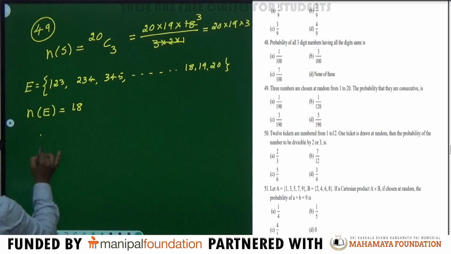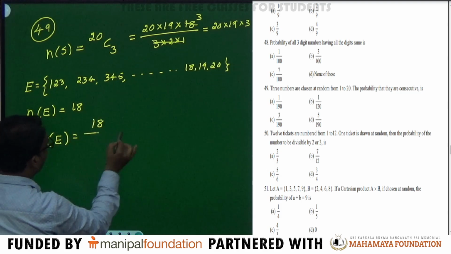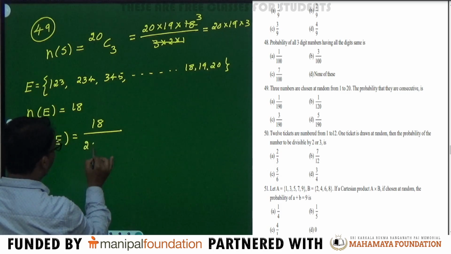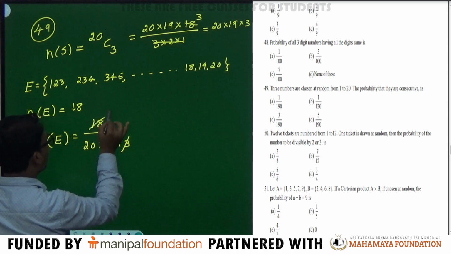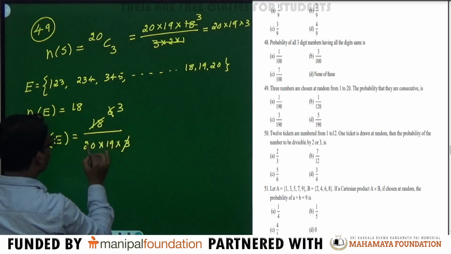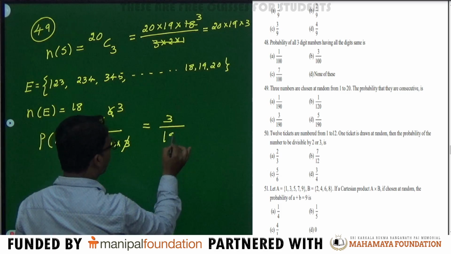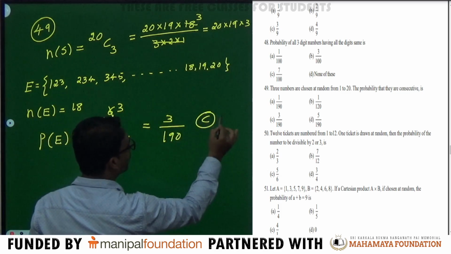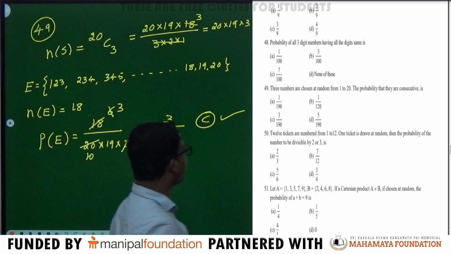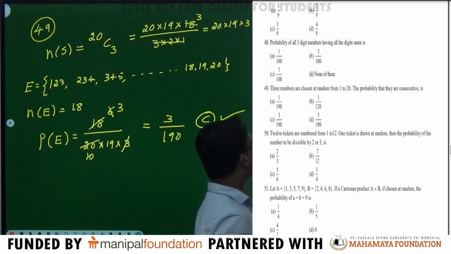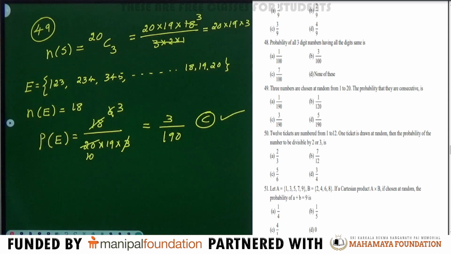Therefore, the required probability P of E is equal to N of E by N of S, that is 18 by 20 into 19 into 3. So, 3 1s are 3, 3 6s are 18, 2 3s are 6, 2 10s are 20. It is equal to 3 upon 190. So, the correct answer is option C. Next problem, question number 50.